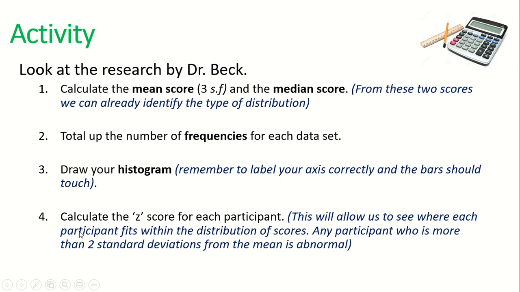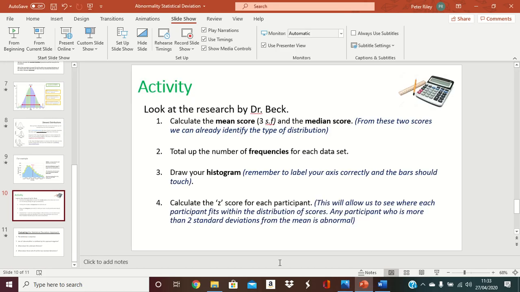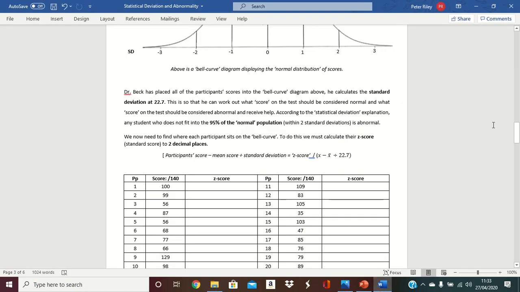And once we've done that, we will effectively calculate something which is known as a Z-score, and this will allow us to see where a participant fits within the distribution of scores, and any participant who scores higher than +2 or -2 would be classified statistically as being abnormal. So what I'd like you to do is open this Word document.